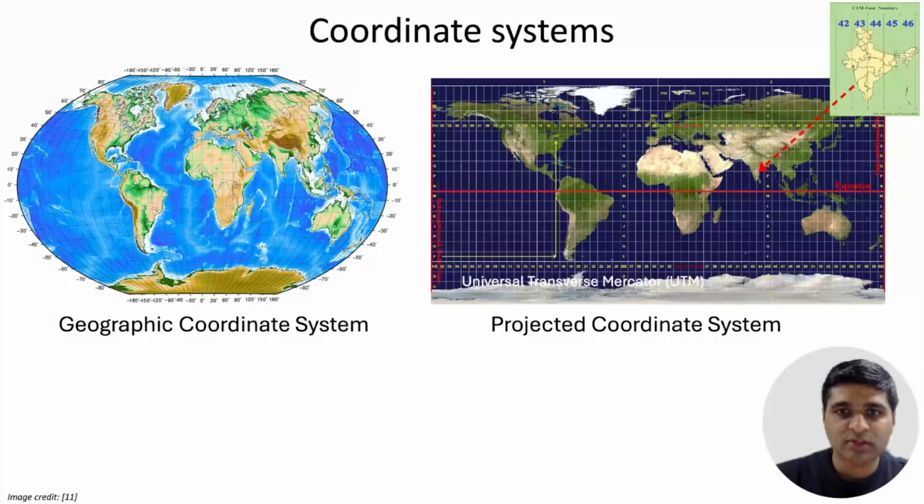UTM divides the world into 60 zones, each 6 degrees wide in longitude, and applies a transverse Mercator projection on each. This system is widely used for global mapping. For example, India lies in UTM zones 42 to 47. These coordinate systems make GIS a powerful tool for precise location, measurement, and analysis.